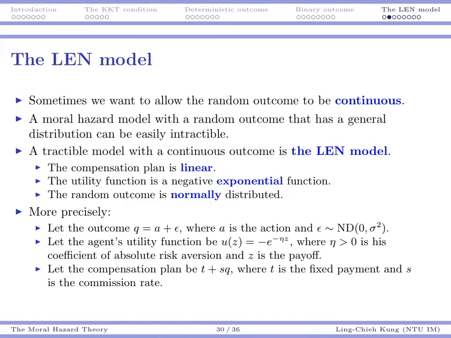So technically, the outcome Q will be assumed to be A plus epsilon. A is the action or the effort level, and the epsilon is a normal random noise whose mean is 0 and the variance is sigma square. Okay, this is a normal distribution, and that means your expected value of Q will just be A, and there is some random noise. The agent's utility function will be set to be following this particular format.